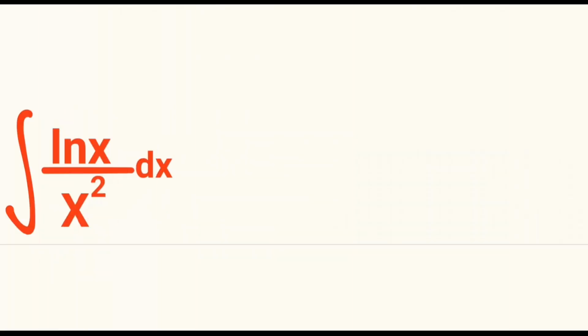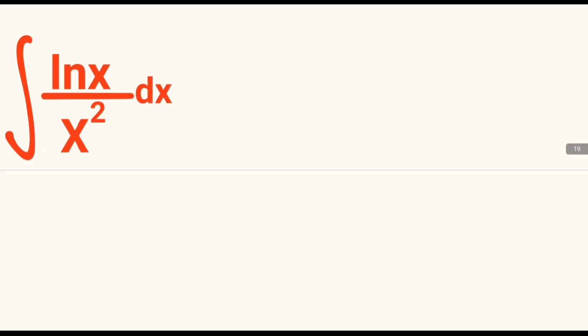For our second question, we have to evaluate the integral of ln x divided by x squared dx. And since the derivative of ln x is not equal to 1 over x squared, and the derivative of 1 over x squared is not equal to ln x, we can't use the u-substitution method. We have to use integration by parts.